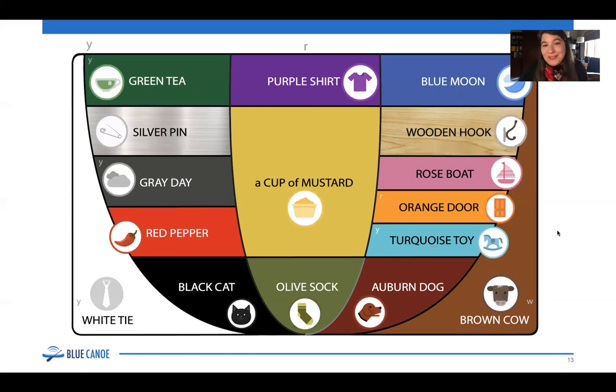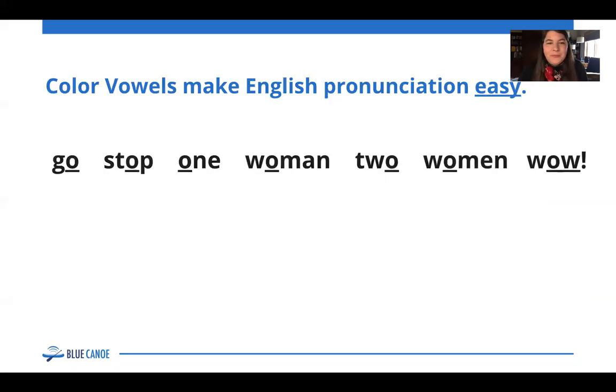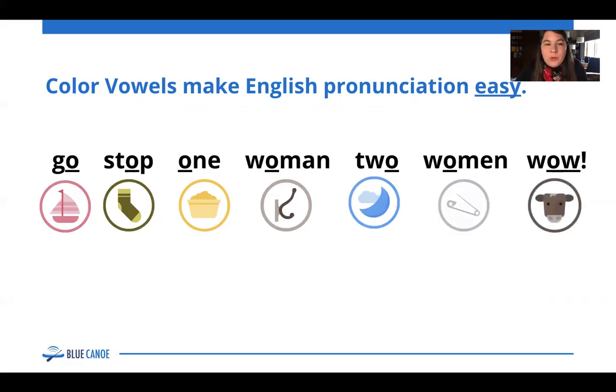These are the images. Okay, so green tea is green tea, gray day. These pictures help your brain learn. I'll tell you more about them after. So color vowels make English pronunciation easy, and help you to understand them. So here are those words you can see: rose boat, go, olive sock, stop, etc.